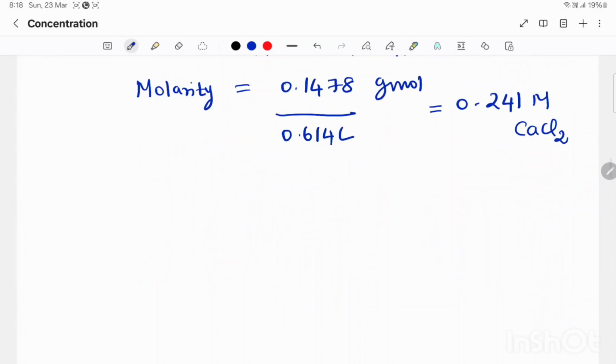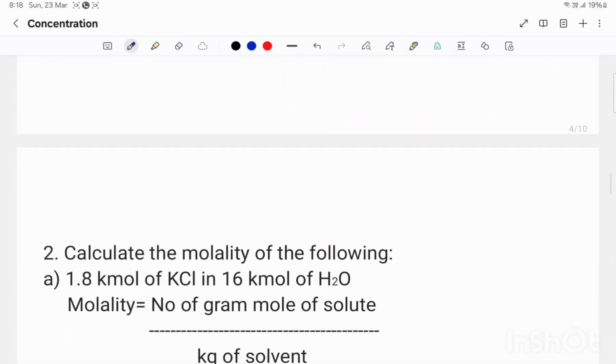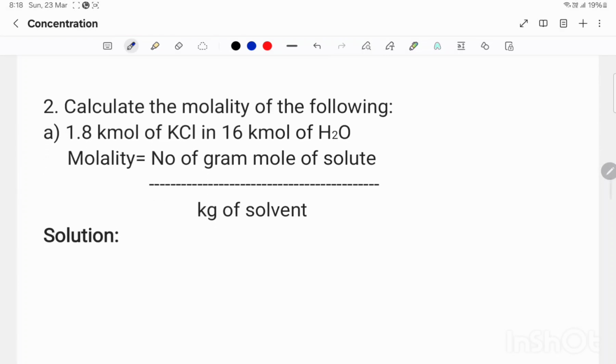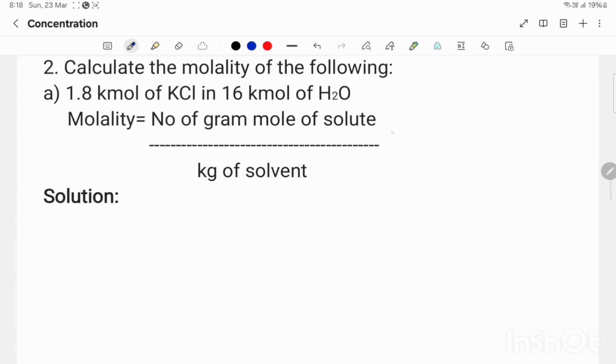So next, let us solve some problems based on molality. First problem in molality: calculate the molality of 1.8 kilomole of KCl in 16 kilomole of water. So we know the molality formula is number of gram mole of solute by kg of solvent. First, let us write down the given data in the problem.